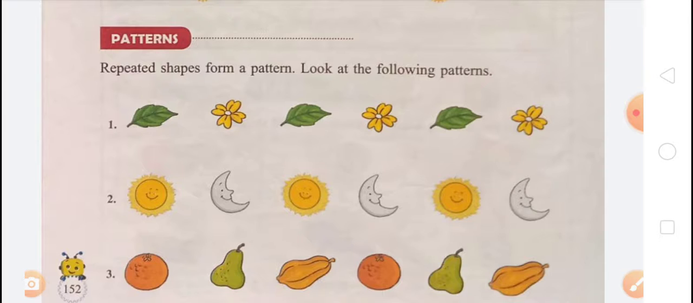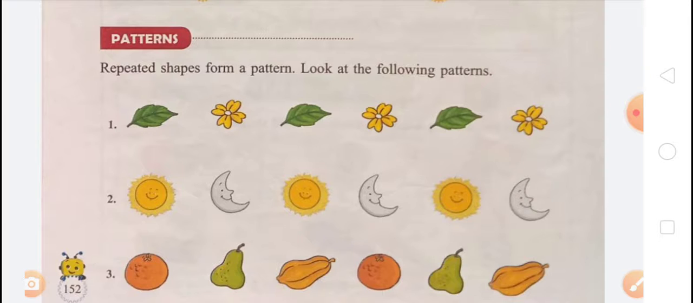Next, in the second there is a sun, and after that there is a moon. Sun, moon, sun, moon. If you want to continue this pattern, there will be sun, after that moon, sun, after that moon. These shapes are repeated again and again. Sun is on first, third and fifth, and moon is on second, fourth and sixth.